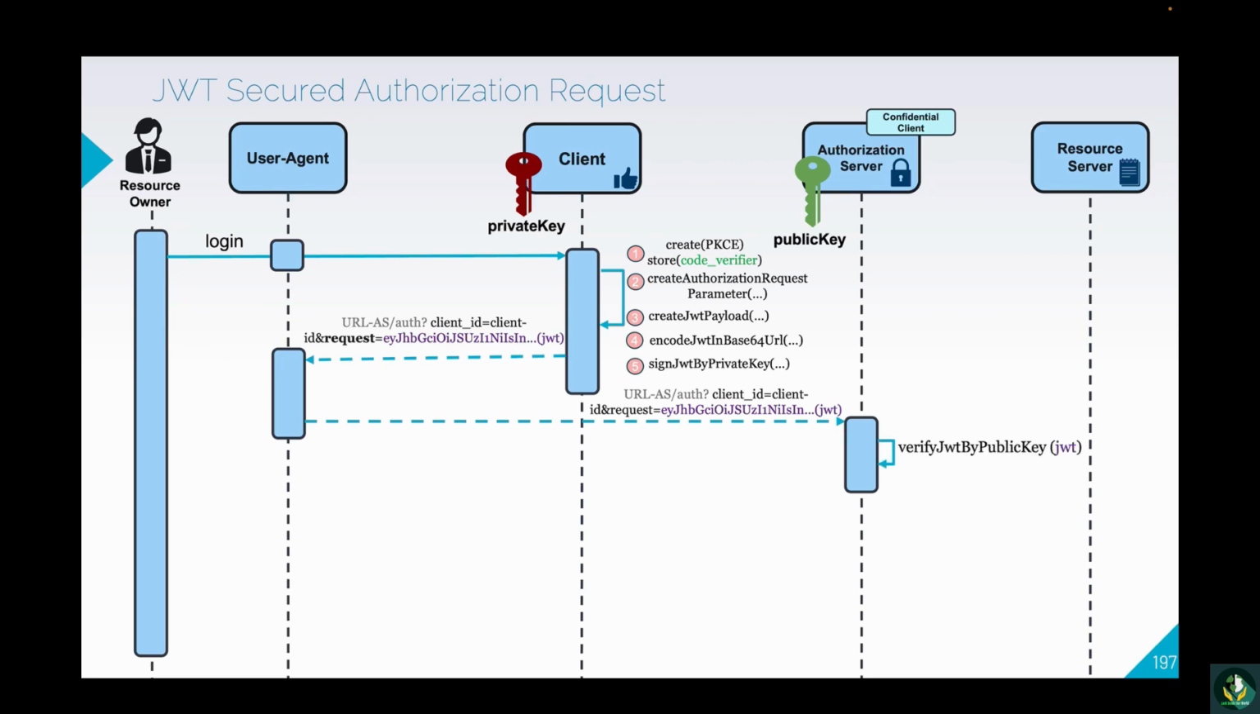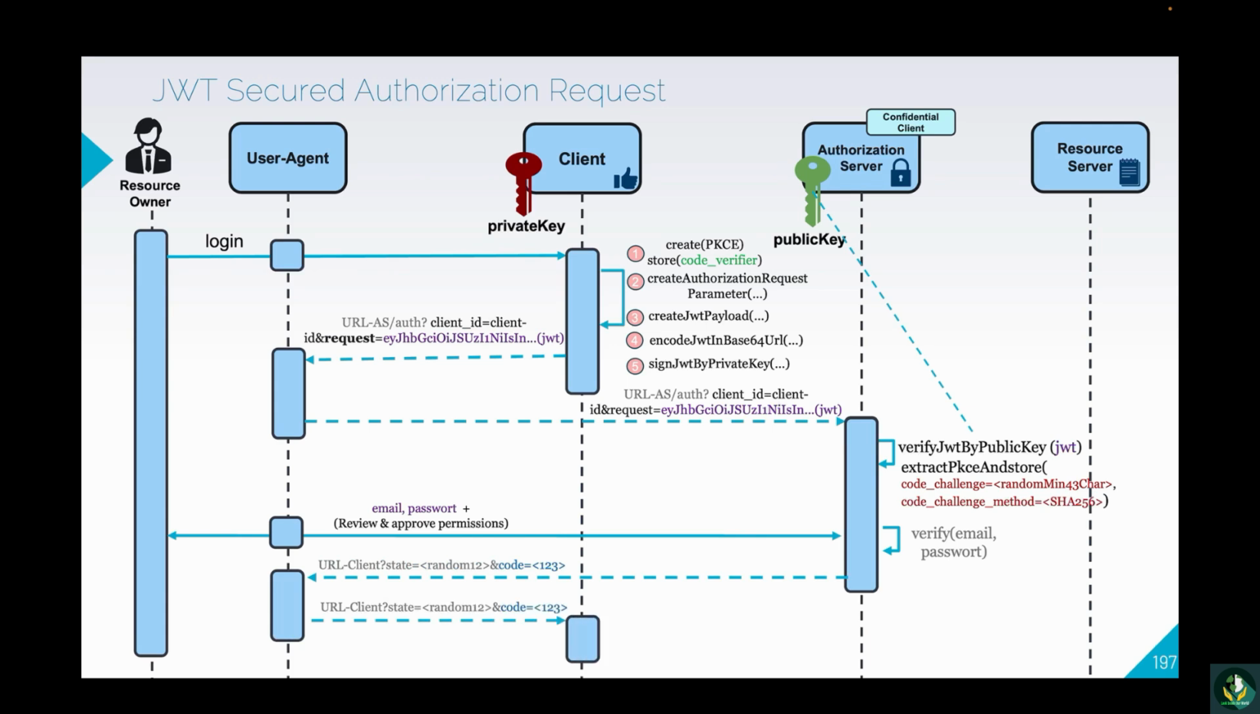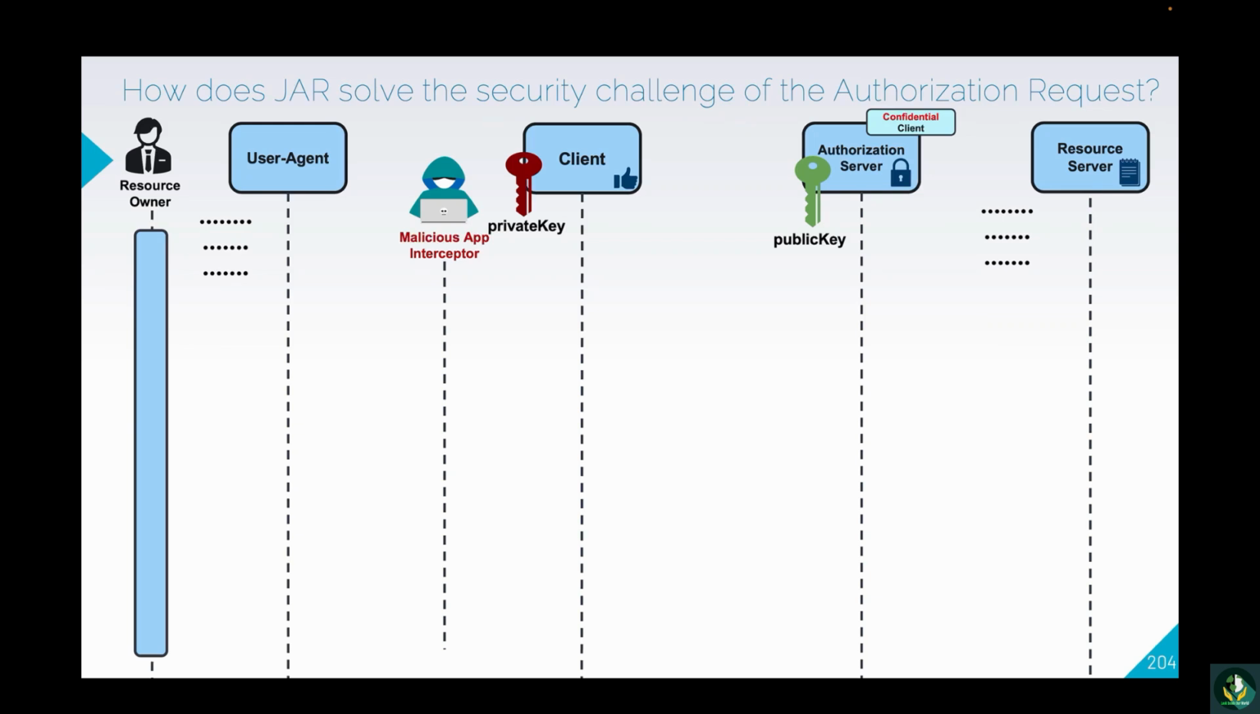The authorization server validates the JWT's signature using the client public key and extracts the parameters from the token. From here, the server stores the code challenge and code challenge method, and everything proceeds as usual. The resource owner then authenticates, and the authorization server generates an authorization code and redirects the resource owner back to the client.